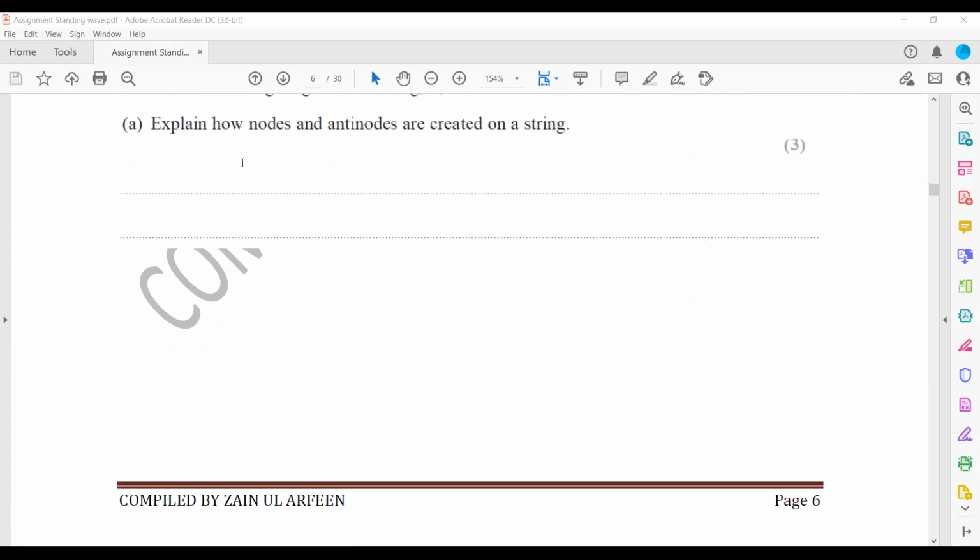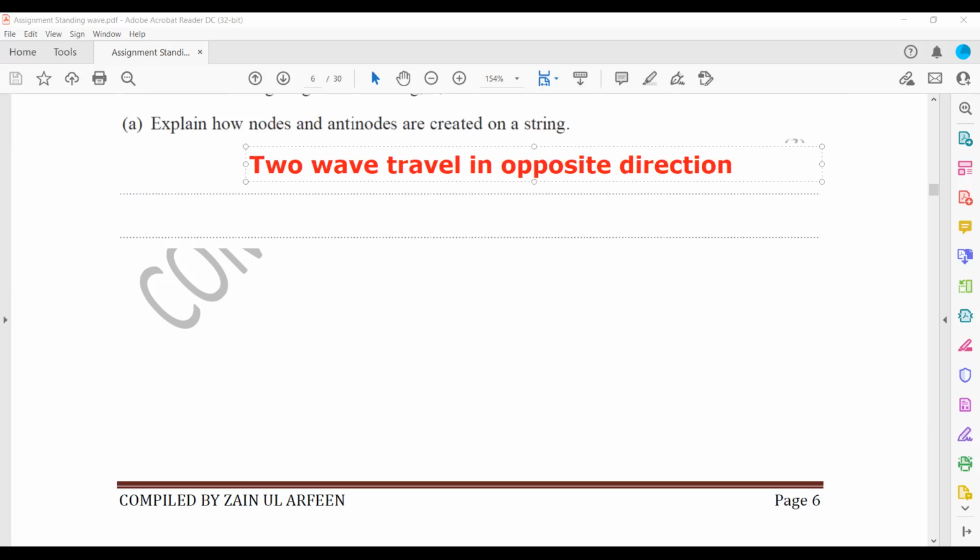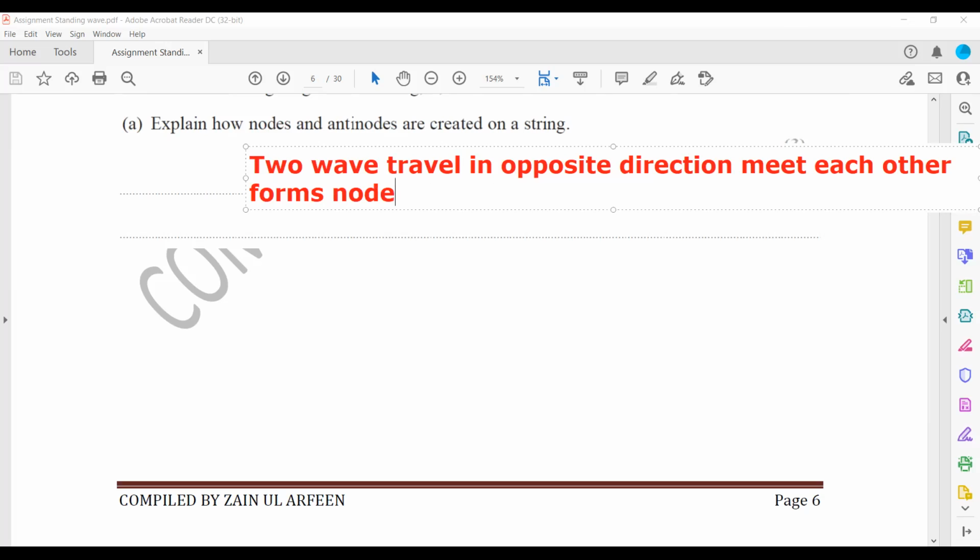So the first point you can mention here is that two waves traveling in opposite directions meet each other, forming nodes and antinodes.